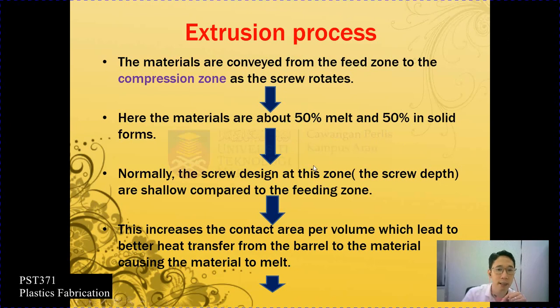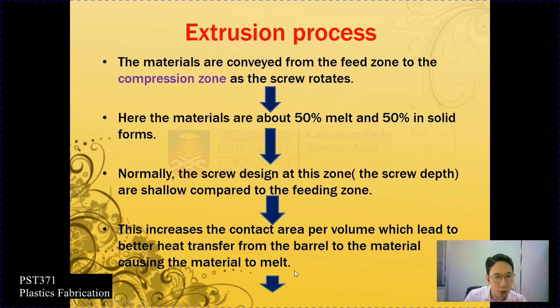Okay, so saya cakap tadi, temperature itself tak cukup untuk melting the material. Okay, kalau melt pun is not homogeneously melt. So what you need to do is allow the material to have a shearing effect. This increases the contact area per volume, which leads to better heat transfer. Okay, so higher area, better heat transfer from the barrel to the material, causing the material to melt.